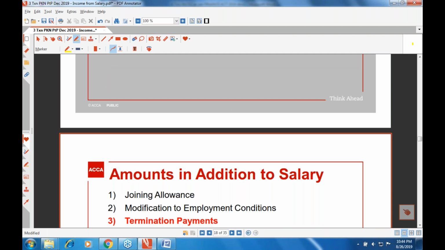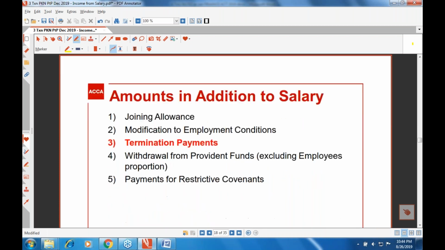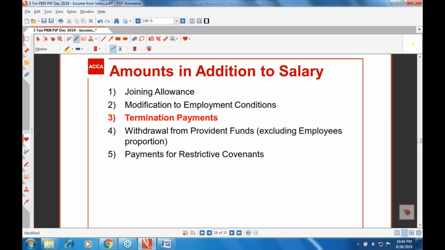Now let's move forward and discuss the further thing, that is amounts in addition to the salary. Now what are the amounts in addition to salary? Let's try to understand them. The amounts in addition to the salary are, number one, joining allowance.